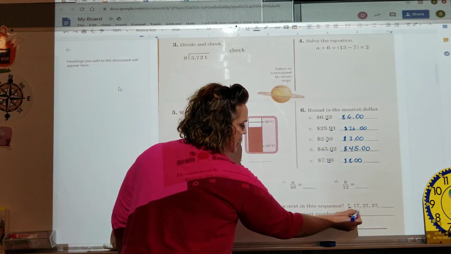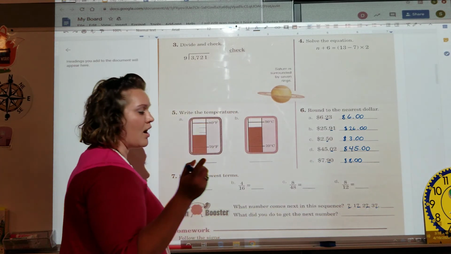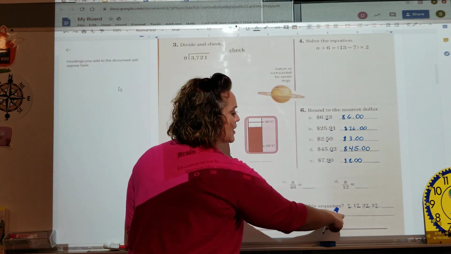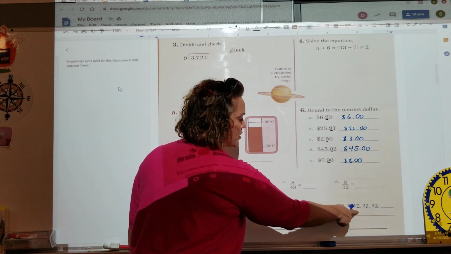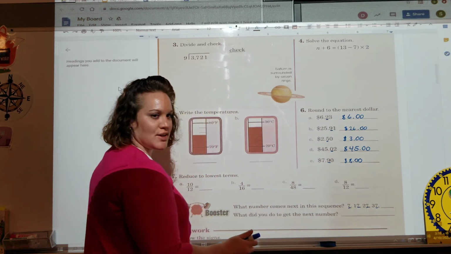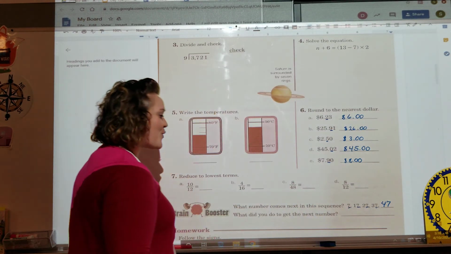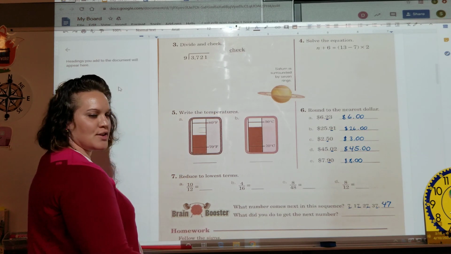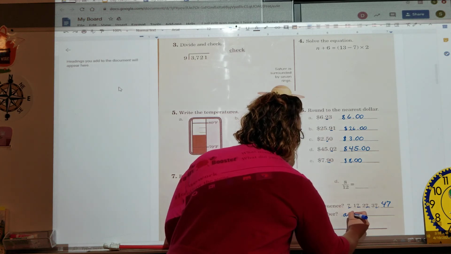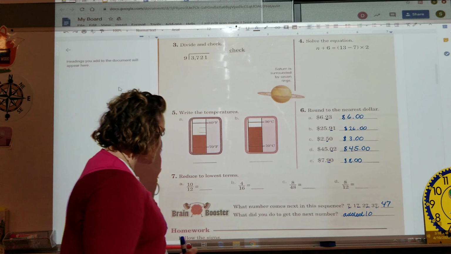Well, the 7 is the same, this 7 is the same, this 7 is the same. Did you catch that pattern? We added 10 to it. From 7 plus 10 more is 17, plus 10 more is 27, plus 10 more is 37, and your brain buster there is 47. What did you do to get to that next number? You added 10. You'll go ahead and write that right in, and you've got your brain buster today.